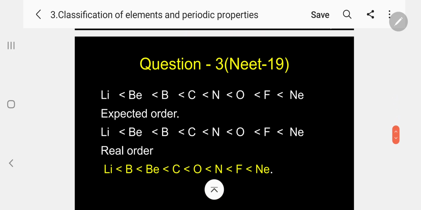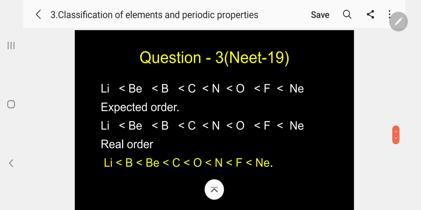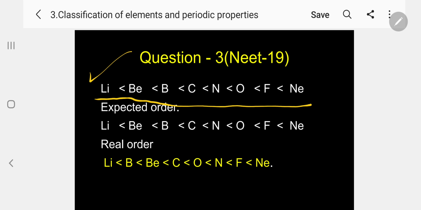So first, question number 3. I am writing the expected order. Neon greater than fluorine, greater than oxygen, greater than nitrogen, greater than carbon, greater than boron, beryllium, lithium. Please follow across the period. This is the expected order. What is the real order? I am changing it now.